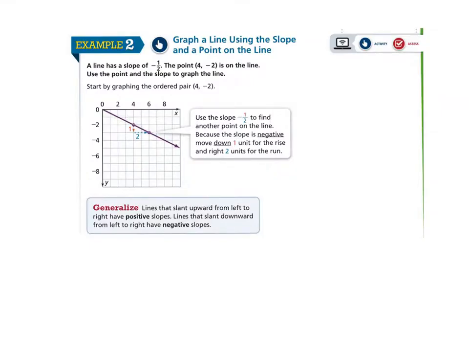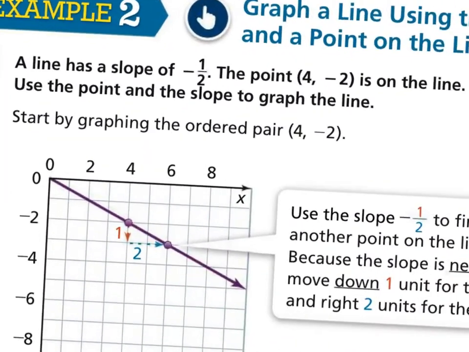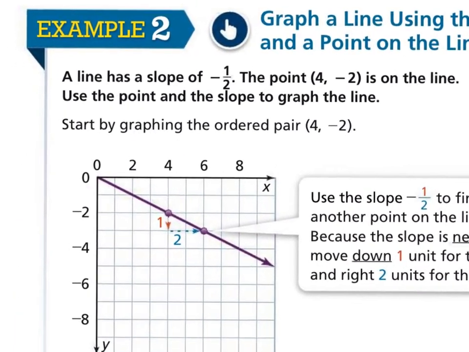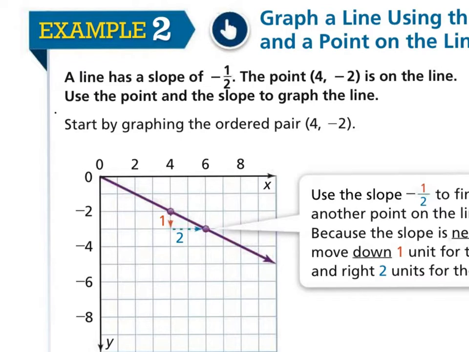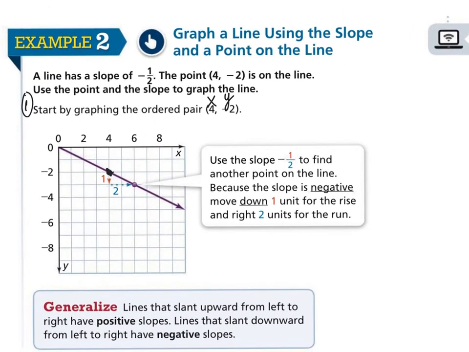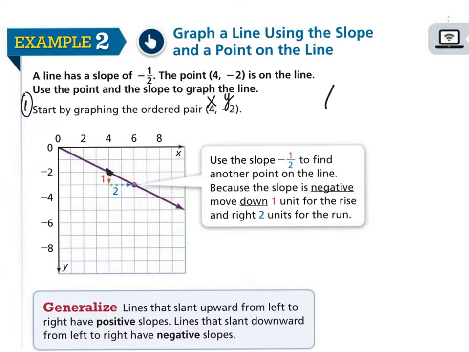Example 2, a line has a slope of -1/2. The point 4, -2 is on the line. Use the point and the slope to graph the line. So in order to do this, like the book says, the first thing we would want to do is actually graph that point 4, -2. So remember, 4 is the x, -2 is the y when you go to graph that. So once we've graphed that point 4, -2, the slope is -1/2. So what we're going to do, we're going to use the slope to find another point on the line.